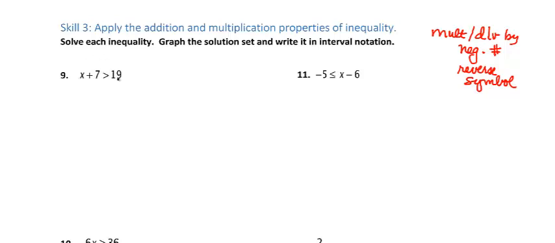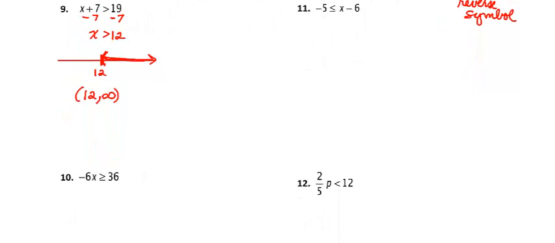X plus 7 is greater than 19. We're going to subtract 7 to get x is greater than 12. To graph it, we place 12 on the number line, numbers greater than 12 or numbers to the right, and we can't include 12, so we put a parenthesis on it. The interval is from left to right, so from 12 to infinity, both having parentheses.